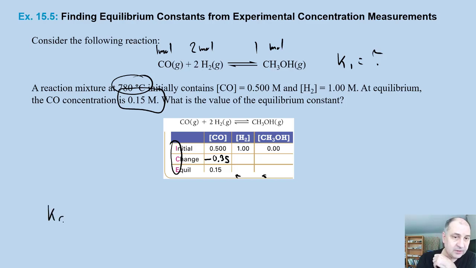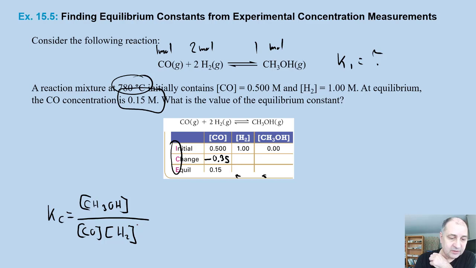So you'll set these ICE tables up, and then once we have that, we can just simply plug it into, for Kc here, what is the equilibrium constant? Yeah, it'll be the concentration of methanol over the concentration of carbon monoxide times the concentration of hydrogen gas squared. We already know what CO is, so we can plug that in. It's 0.15.